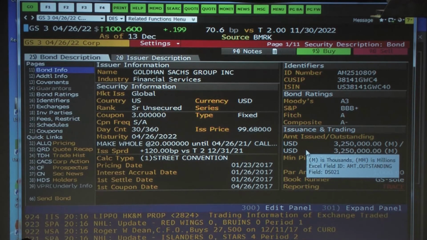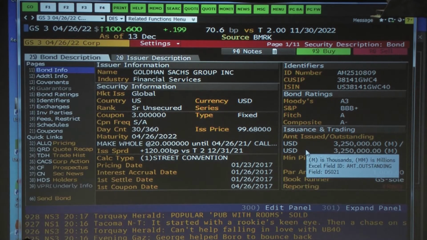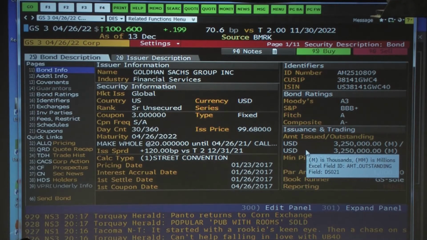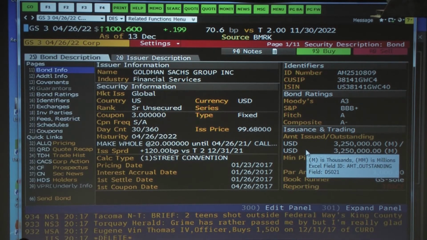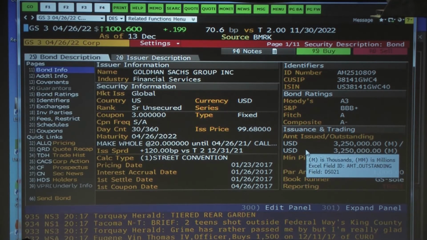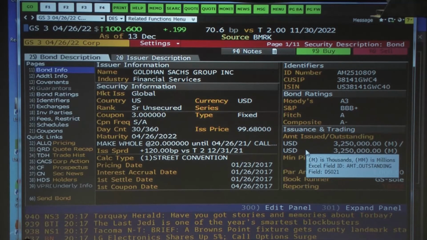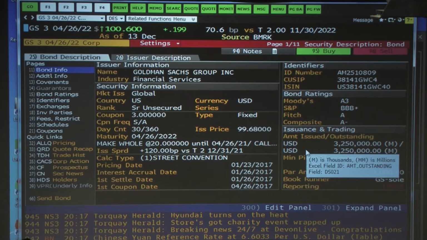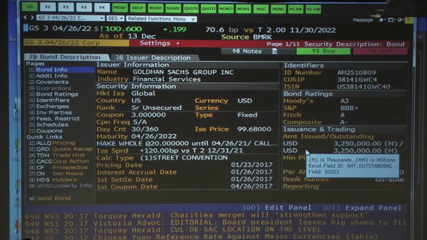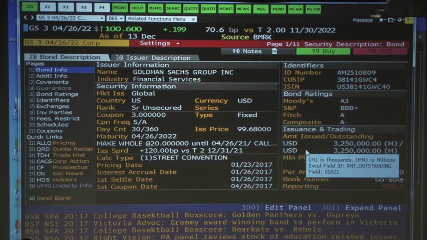So if a bond has a lower rating, it could go all the way down to something we call a junk bond. That's when the bond has like a C, a D, or an F rating, and that represents bad companies that are likely to default on their bond. But Goldman Sachs here has an A3, a BBB plus, an A. Those are really high bond ratings on the scale of all bond ratings. So that means they're a credit-worthy company.